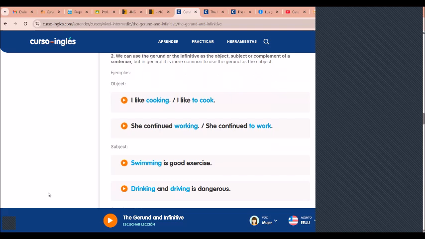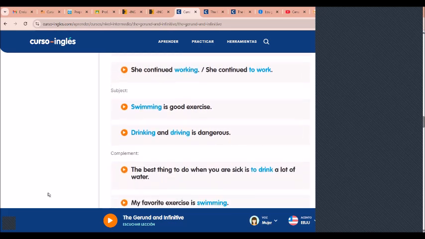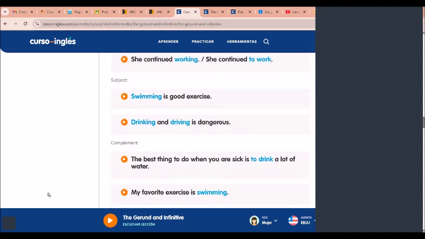I like cooking. I like to cook. She continued working. She continued to work. Swimming is good exercise. Drinking and driving is dangerous. The best thing to do when you are sick is to drink a lot of water. My favorite exercise is swimming.